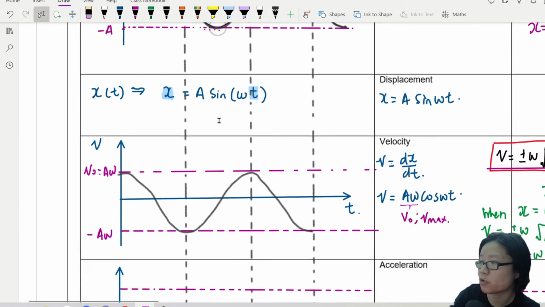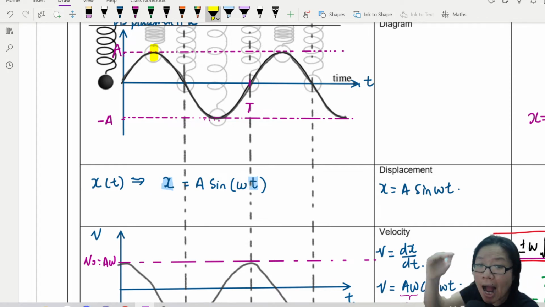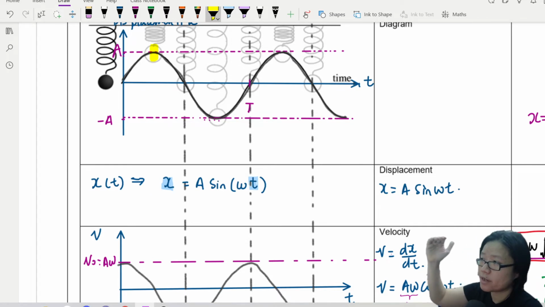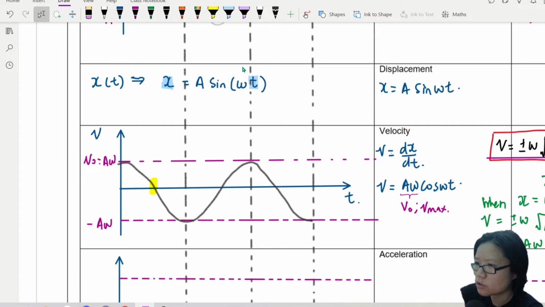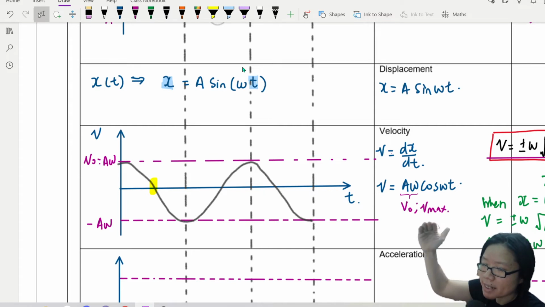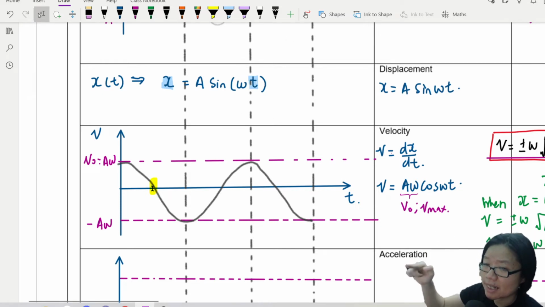You can think about the gradient. For example, at this position here, let's say this is position yellow, the spring is at the highest point. So at the highest point, what happens to the velocity? The velocity is actually 0, because it's stopped. And then it will accelerate downwards. That's why you see the velocity is negative and getting bigger and bigger.